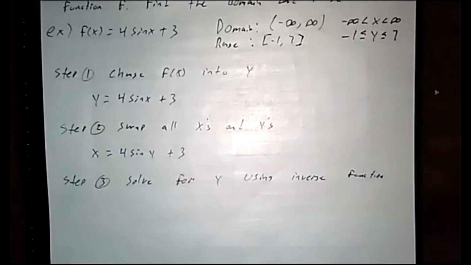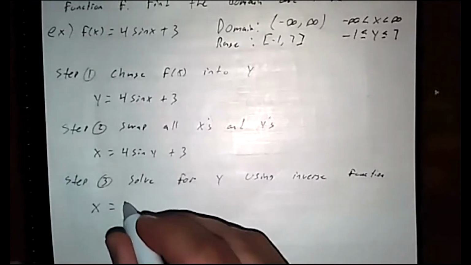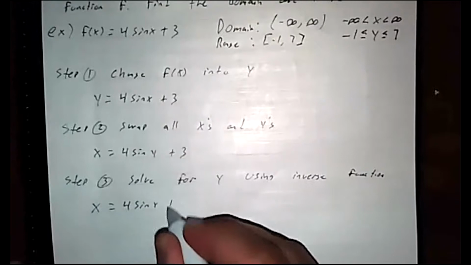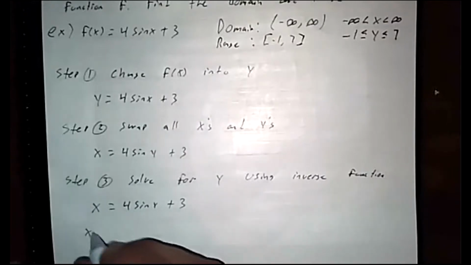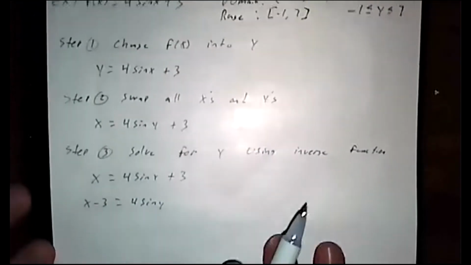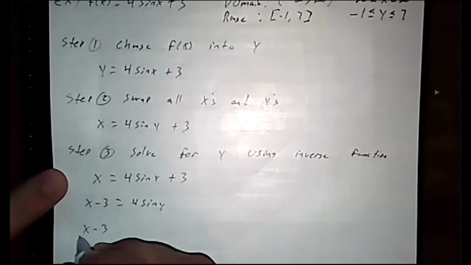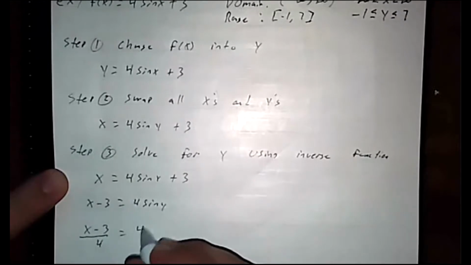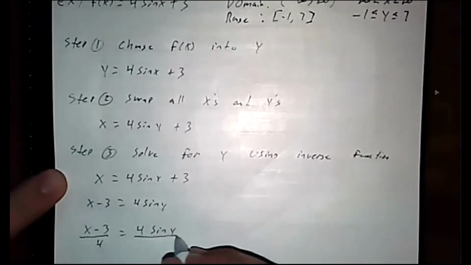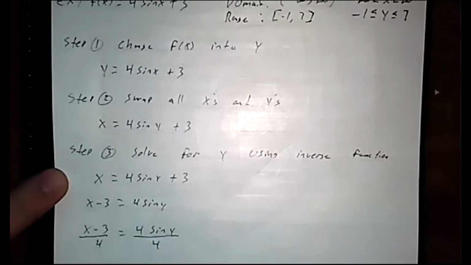So here we go. Before we use inverse, we've got to do some algebra. Subtract by 3, right? If you subtract both sides by 3, they'll cancel this, leaving you with this. Then the next step, you divide both sides by 4 to cancel this 4. So (x minus 3) over 4 is equal to sine y.